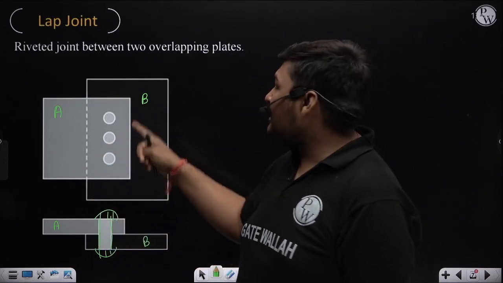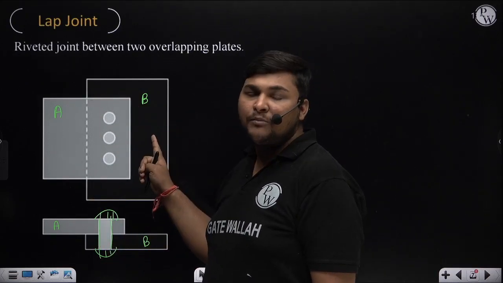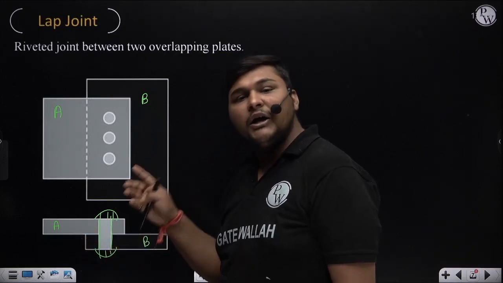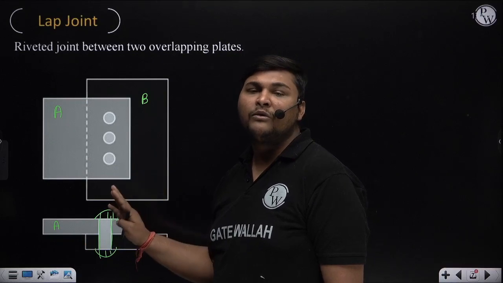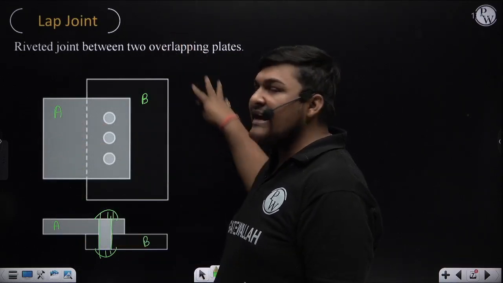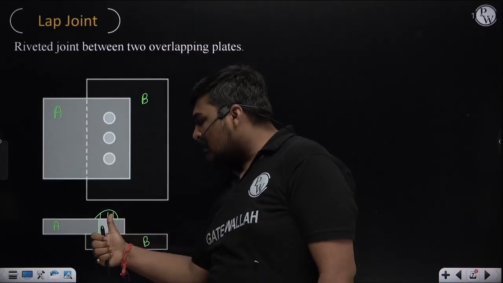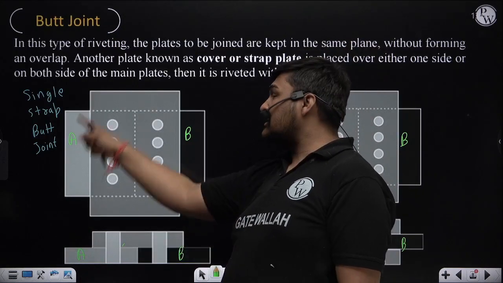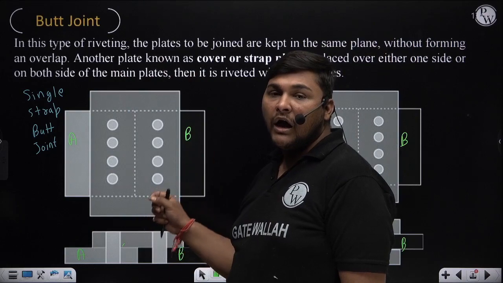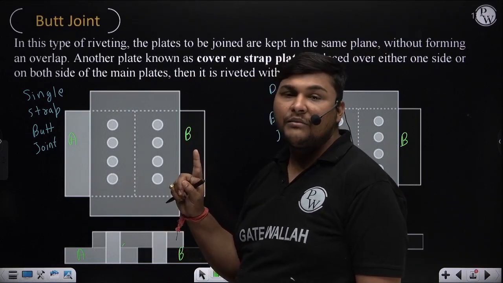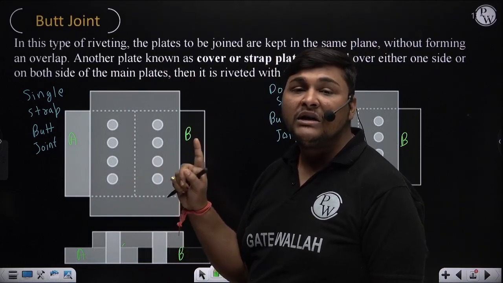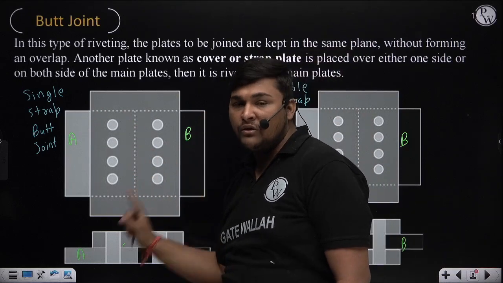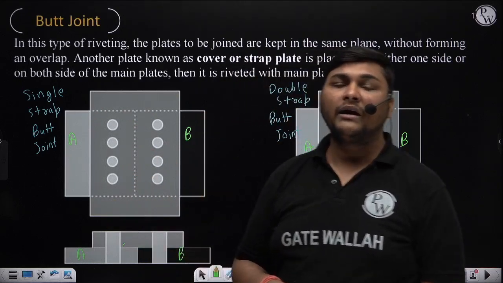But in a lap joint, whether you are looking at plate A or plate B, if there is one row of rivet, only one row will be visible. If you see this entire system simultaneously, you will still see only one row of rivet. But here, by mistake, if you see the entire system simultaneously, you can say, sir, here two rows of rivet are coming. But here we have to see only one plate at a time. And if you see one plate at a time, you can conclude that one row of rivet is coming.